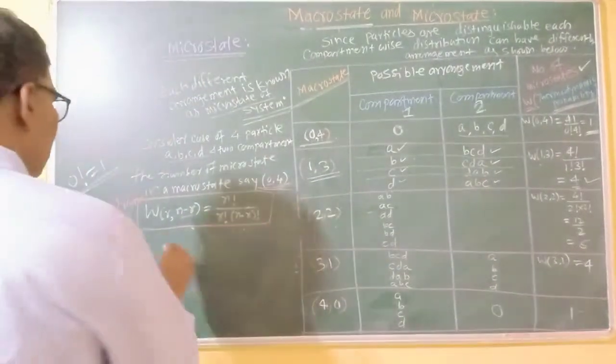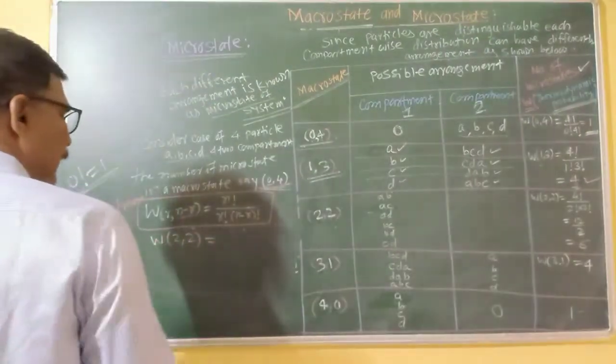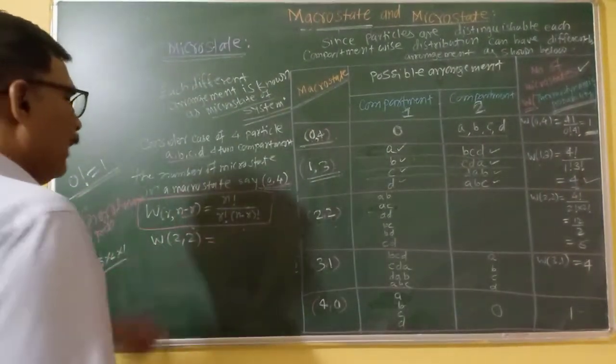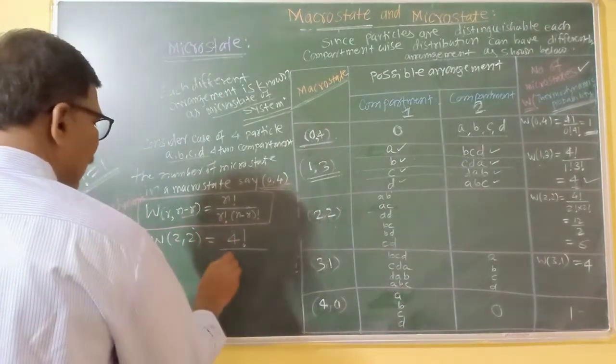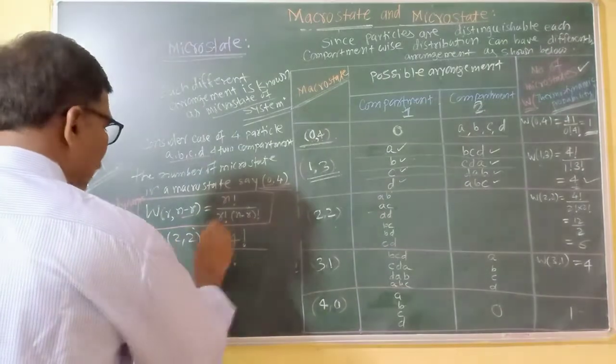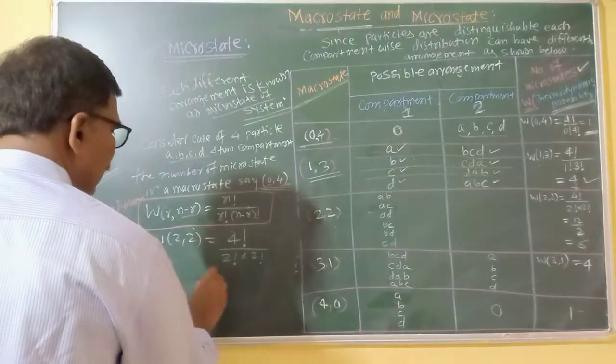Second case we have to consider W of 2, 2. How many particles are there? Total number of particles we have 4. तो n फैक्टोरियल कितना हुआ? 4. r की जगह क्या आएगा? 2. और n माइनस r के लिए जगह भी कितना होगा? 2 ही होगा. तो कितना आएगा आंसर?